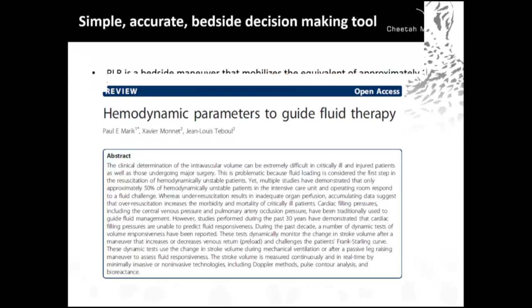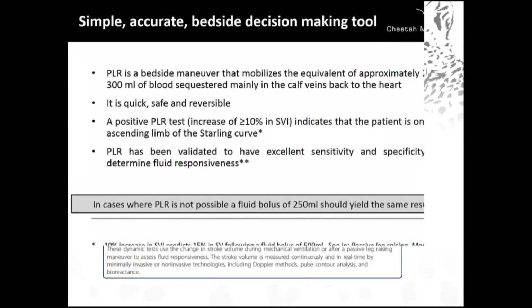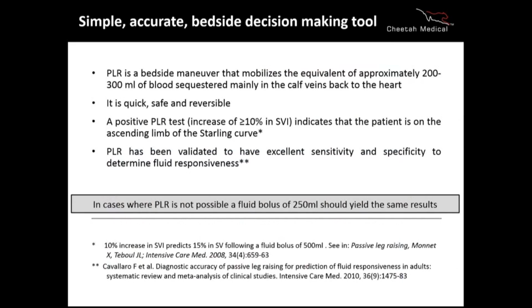If we give a fluid bolus to see whether the patient is fluid responsive or not, we can do it one of two ways. We can do a passive leg raise, which is a bedside maneuver that gives you about 200 to 300 cc's of blood from the cavities back to the heart. It's quick, it's safe, it's reversible.